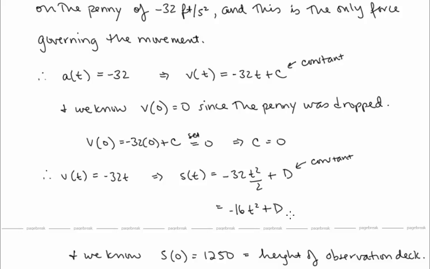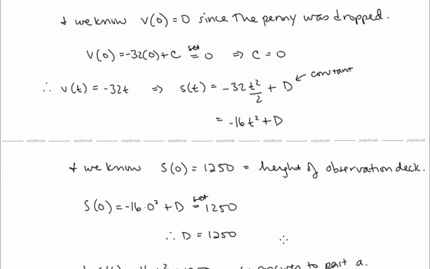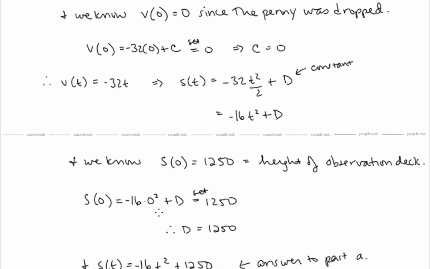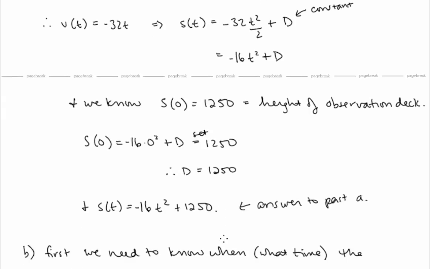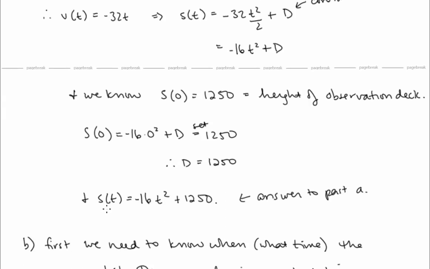Okay, well, what do we know about the height of this penny? We know that at time 0, the height is 1,250. So we plug 0 into our function for s, and we set that equal to 1250. That tells us our constant d must equal 1250. And so our function for height of the penny at any time is given by s of t is equal to negative 16 t squared plus 1250. This is the solution to part A.